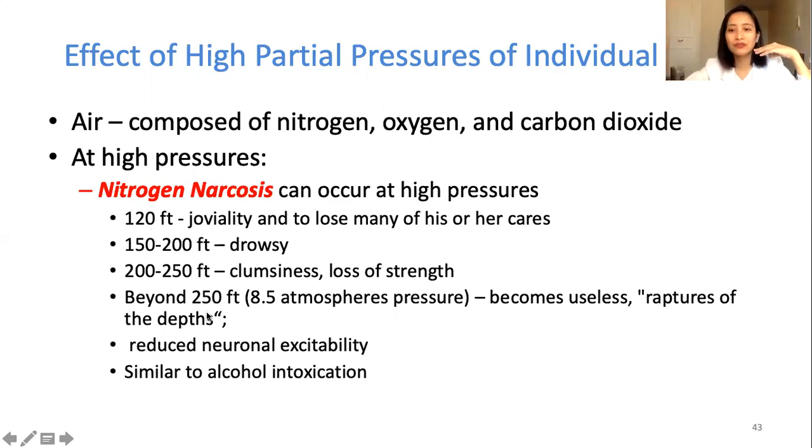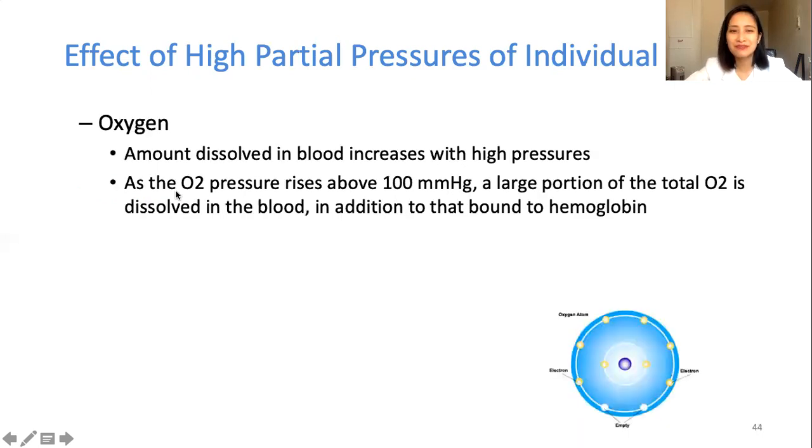And beyond 250 feet, you can become useless, raptures of the depths, and there's reduced neuronal excitability, and this is similar to alcohol intoxication. So this is your nitrogen narcosis. It's like you're on narcotics. That's why it's called nitrogen narcosis.